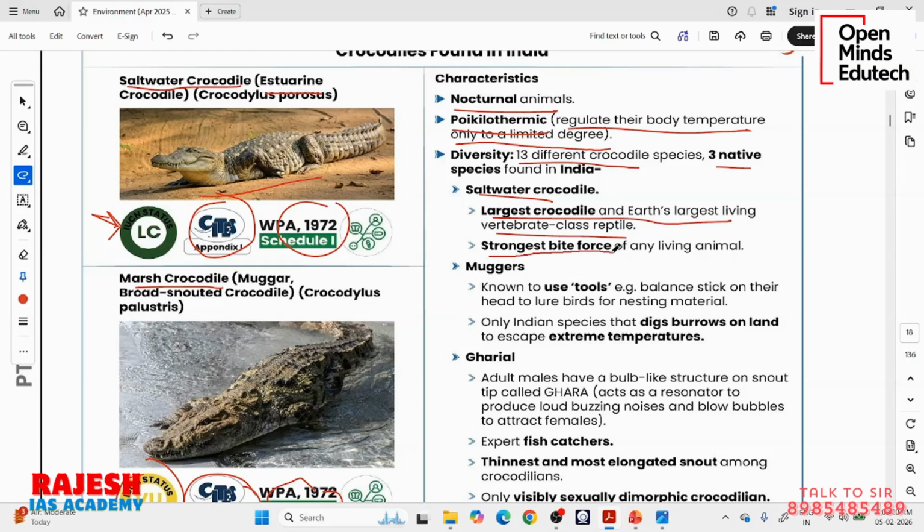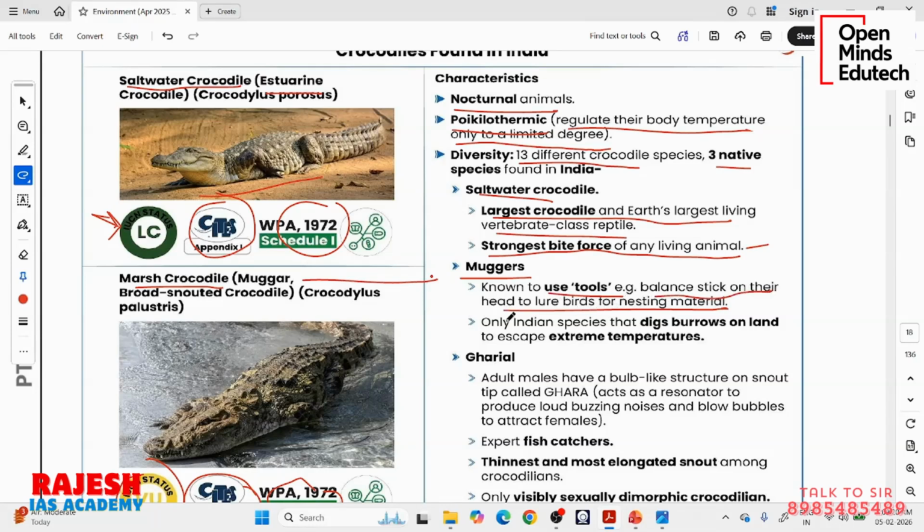Crocodiles have the strongest bite force of any living animal. If this statement is given in prelims, it is true. Then muggers, or marsh crocodiles, are known to use tools. For example, they balance sticks on their head to lure birds looking for nesting material. So this becomes very important.